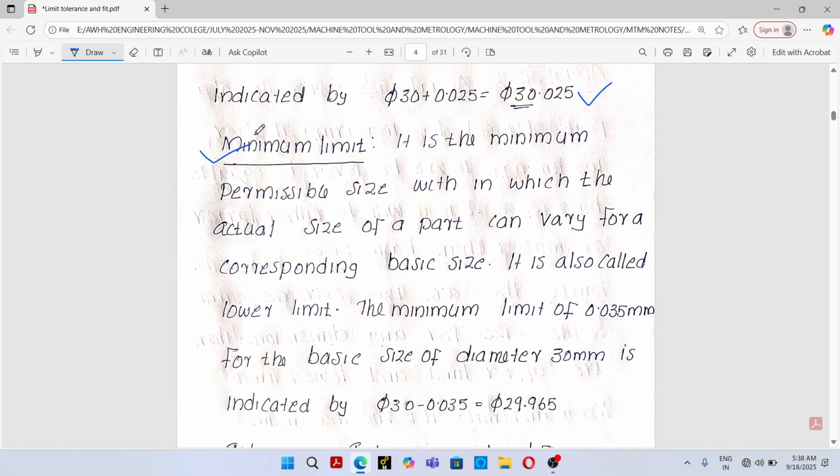Second one is minimal limit. Minimal limit is defined as the minimum permissible size within which the actual size of a part can vary for a corresponding basic size. It is a minimum permissible size within which the actual size of a part can vary for a corresponding basic size.